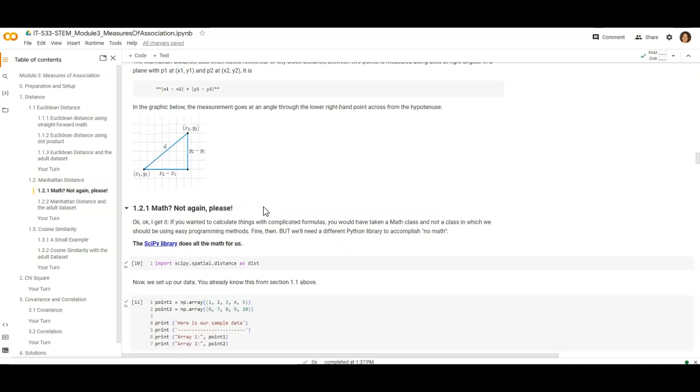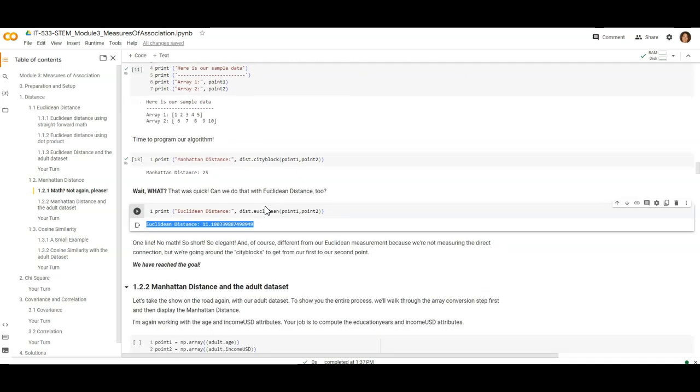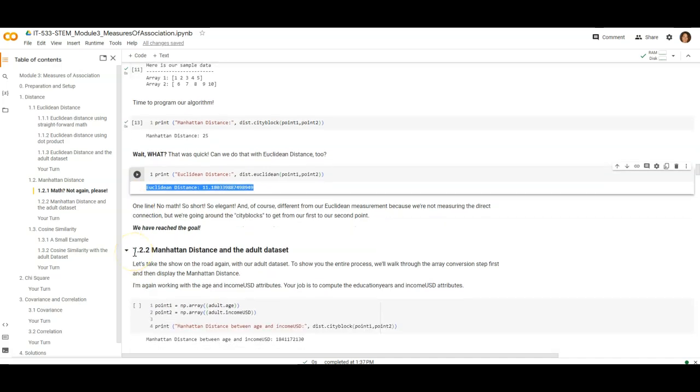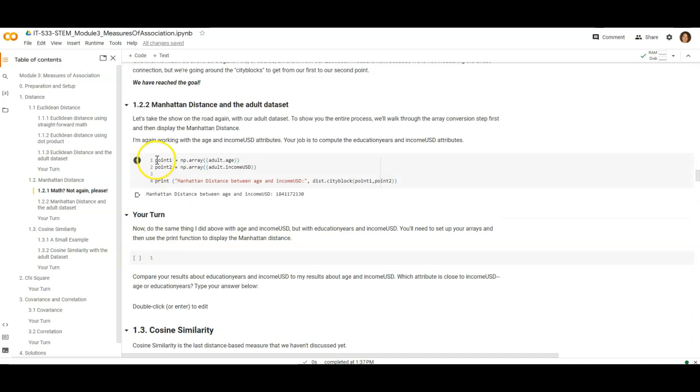All right, so that is Manhattan distance, very quick in one line. Let's do this with the adult data set. We're going to do exactly the same setup here. We're going to set up our point 1 and our point 2, adult age and adult income USD. And then we use our one line to print with the distance.city block point 1 to point 2. And we get our Manhattan distance between age and income USD right here.